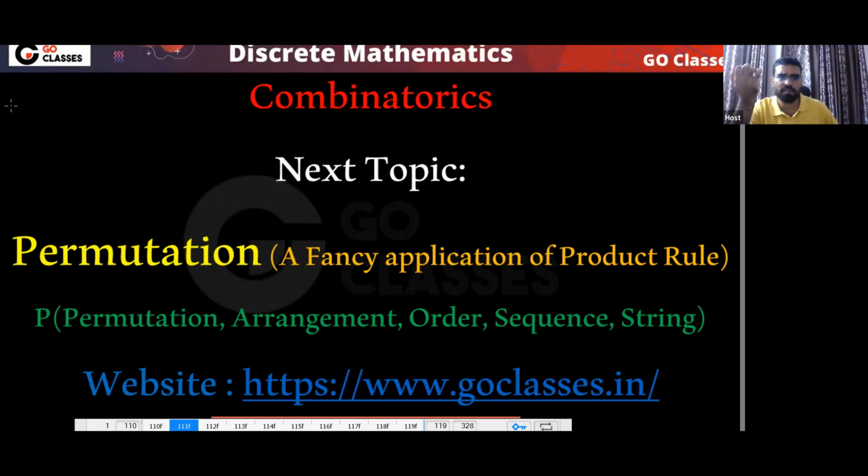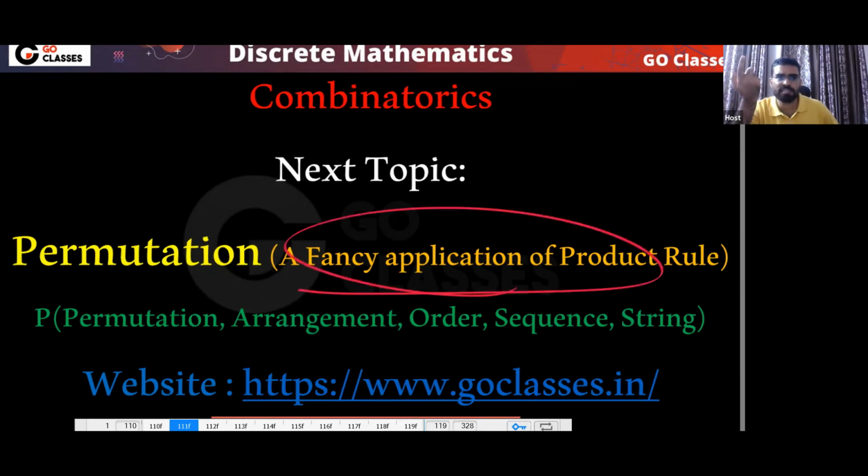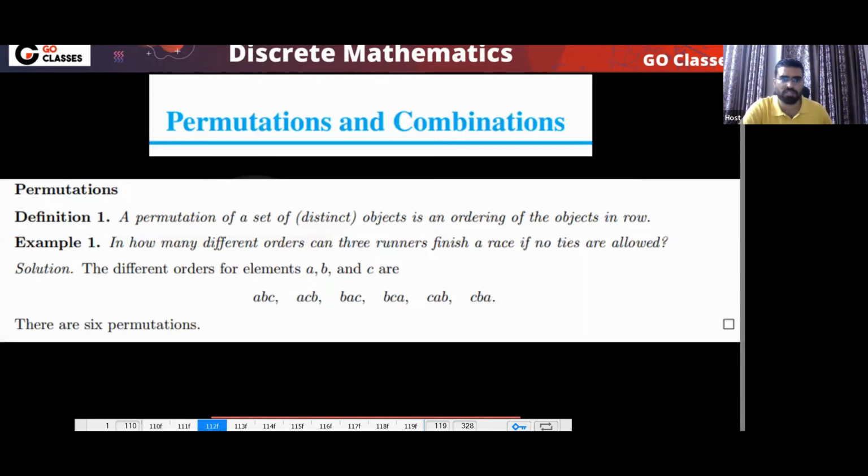This is nothing but product rule. If you know product rule, you also know this. Permutation, arrangement, order, sequence, substring, all these things are the same, and this is just your product rule, nothing else. Let's see the question. If you have these three elements, how many permutations are there? There will be a total of 6 permutations, 6 arrangements: ABC, ACB, and so on.